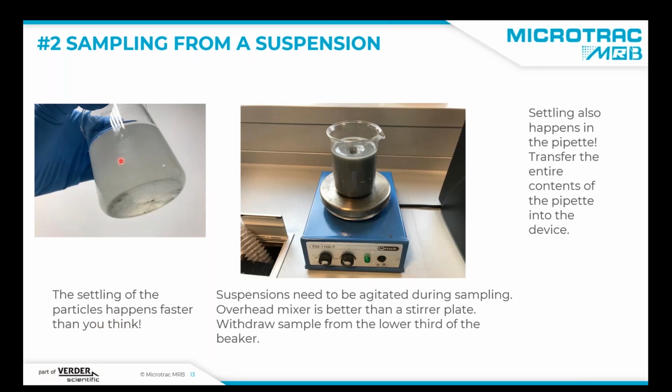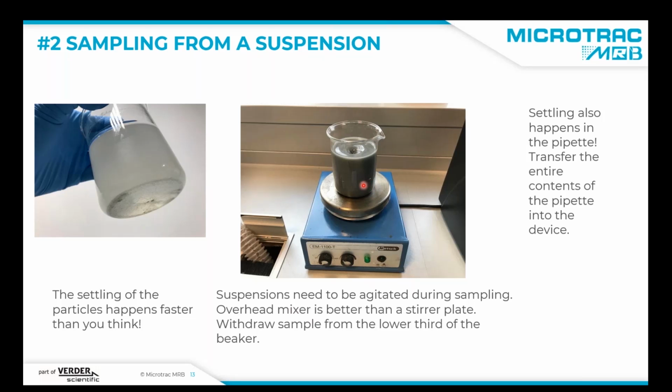And depending on where you withdraw your sample with a pipette, if you do it up here, you will have a very fine result. If you do it down here at the bottom, you will just scoop up all the big particles and your result will be large. So what you have to do when you sample suspensions, the liquid needs to be agitated during sampling, also stirred. You can do it on a stirrer plate, or you can use an overhead mixer, which is even better than a stirrer plate.